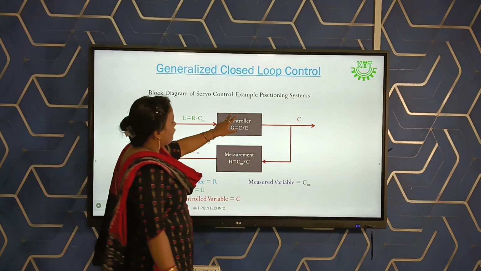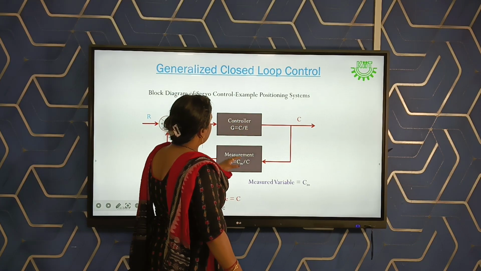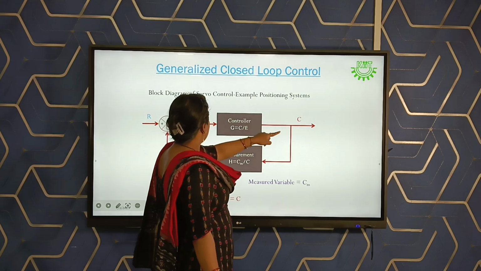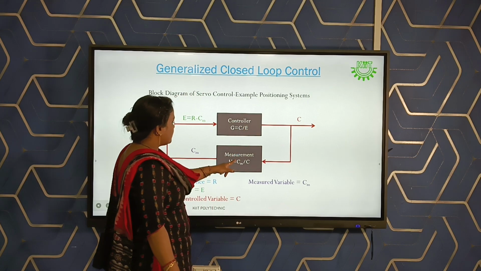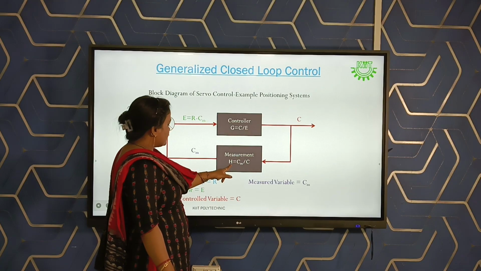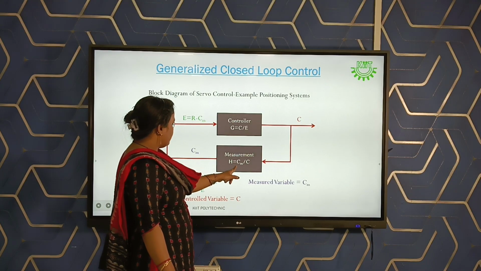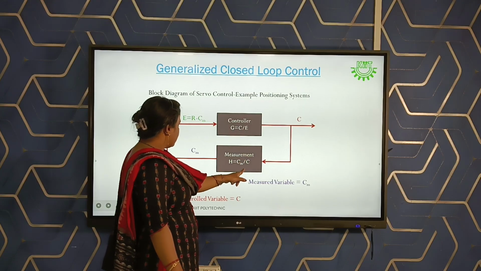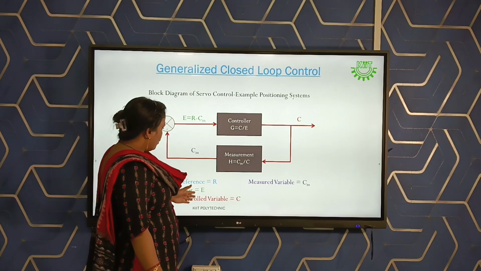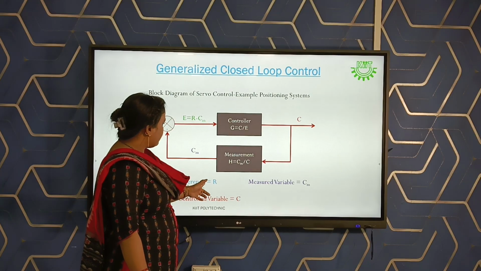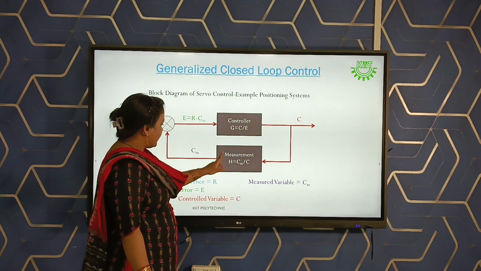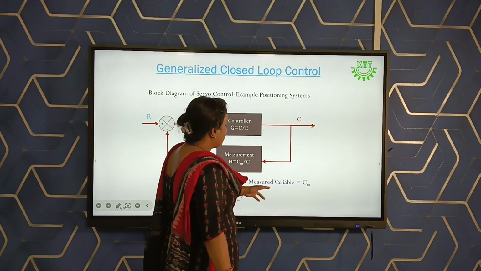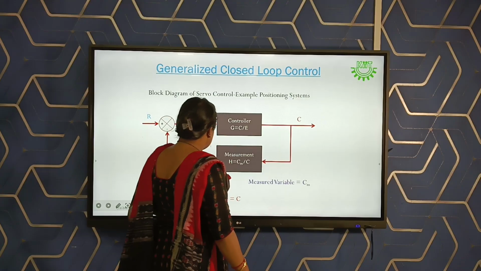Here we have the feed forward path, which can be represented by the gain equal to C by E, where C is the output. Here the measurement is H, where H will be equal to Cm. Cm means the measured value of C, our control variable. Here all terms are written: R for reference point, E for error, C for the control variable, and Cm for the measured variable.